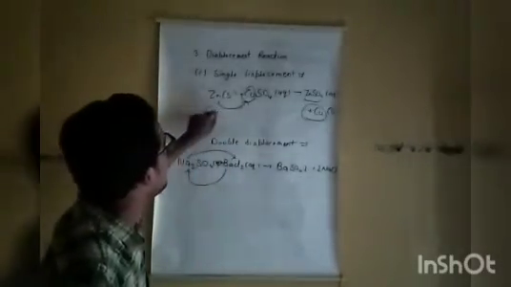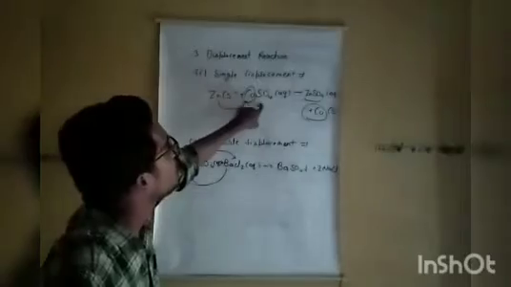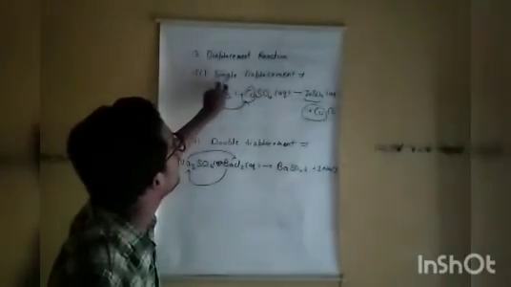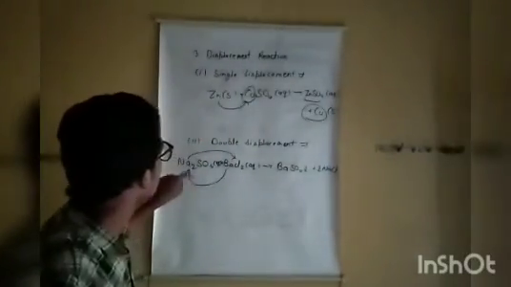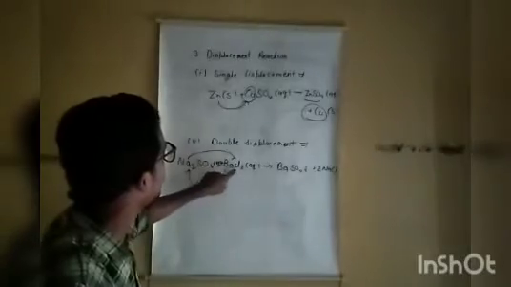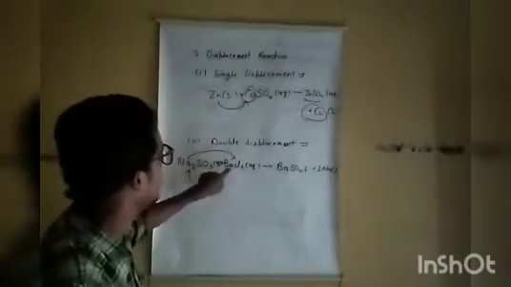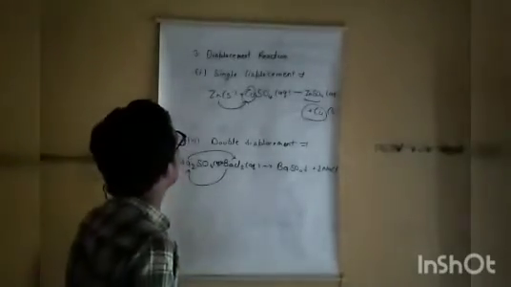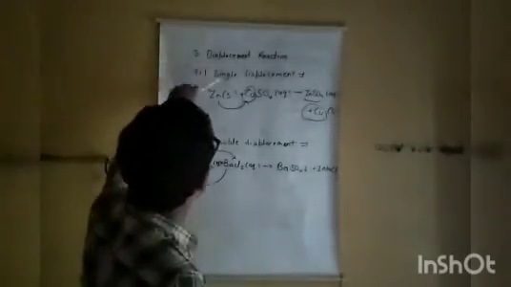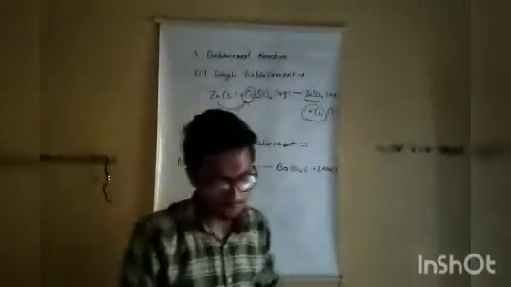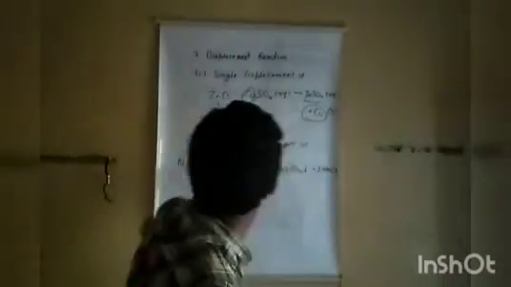In the upper reaction, only Zn takes the place of Cu, which is called single displacement. In this reaction, Na is taking the place of Ba, and Ba is taking the place of Na. Both are displacement reactions, but this one is single displacement and this one is double displacement. Here we have finished displacement reaction.